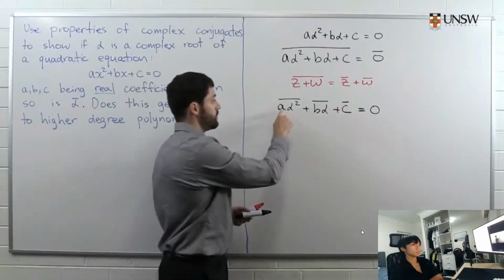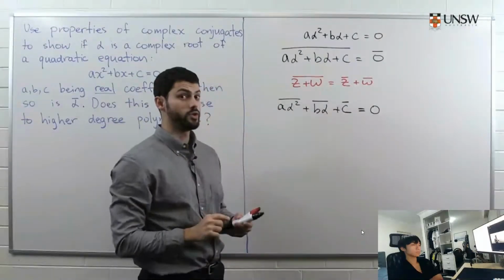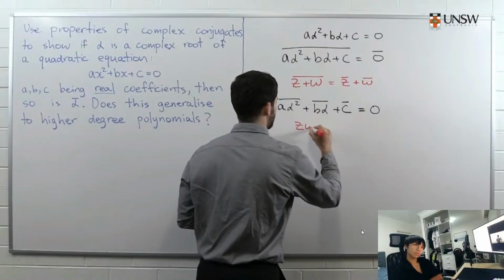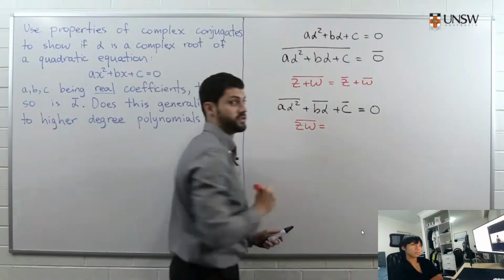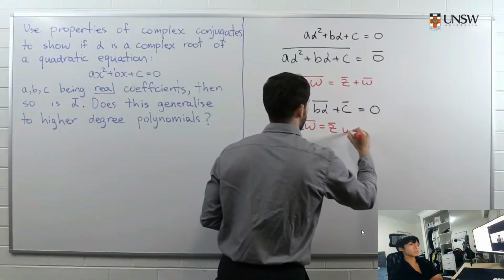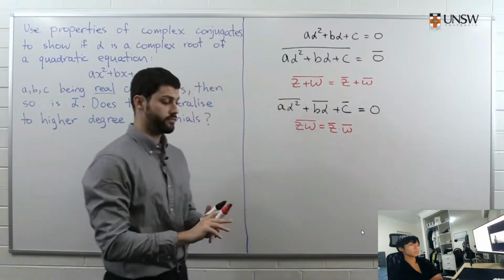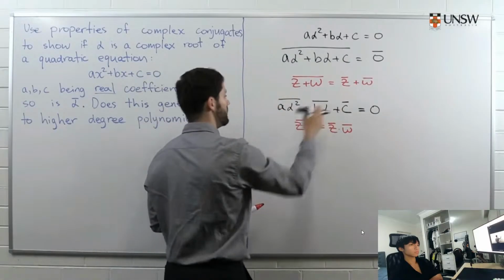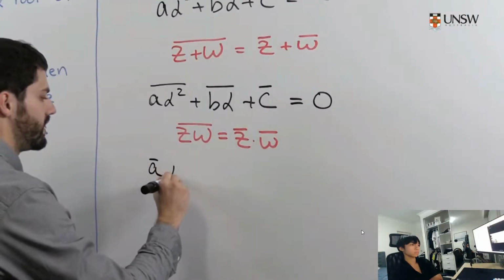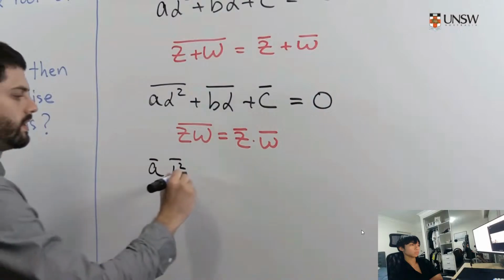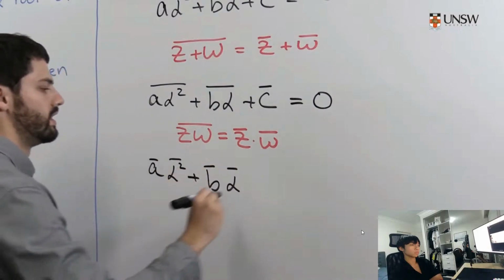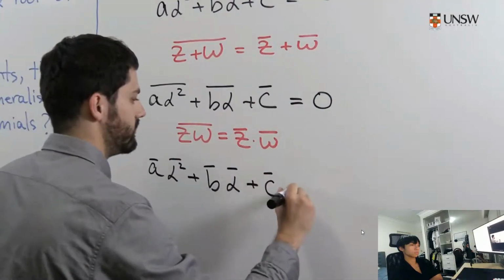Okay, here we have a product of numbers. So we're going to use another property of complex conjugates, which states that if we have a product of two complex numbers and we need to take the conjugate, again, we can just do it one at a time. So first take the conjugates and then take the product. Applying this formula, we get the conjugate of A multiplied by the conjugate of alpha squared plus the conjugate of B multiplied by the conjugate of alpha plus the conjugate of C equals 0.